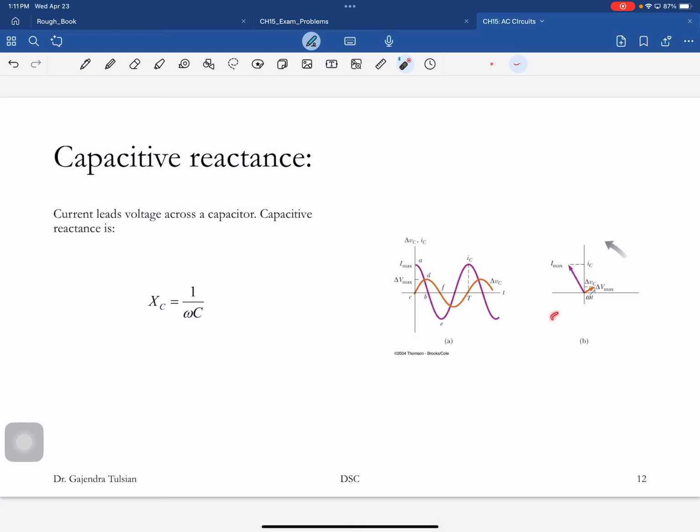So here's the phasor diagram. Here's the voltage phasor. The current phasor is ahead by 90 degrees, and this phasor rotates that way. The impedance is 1 over omega C. As the frequency increases, the impedance decreases.